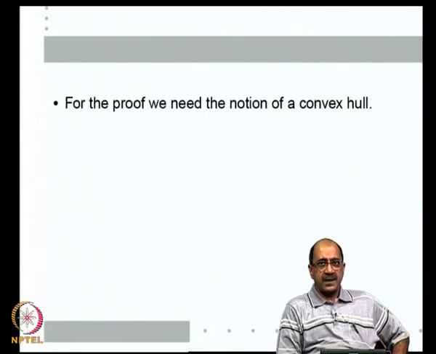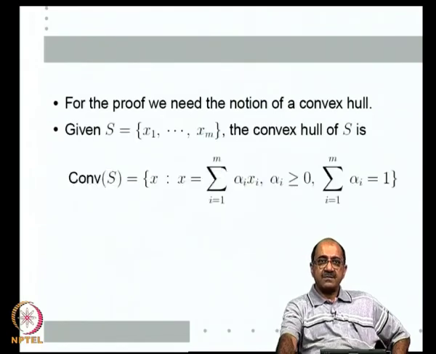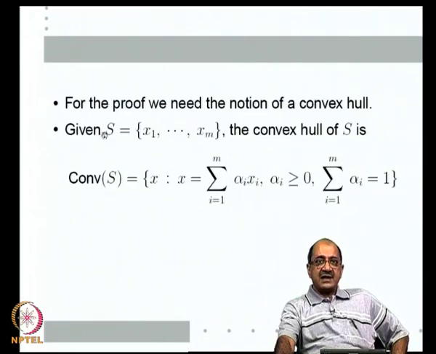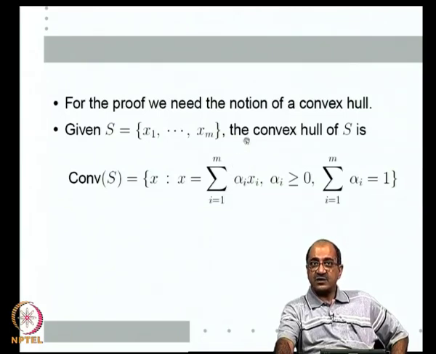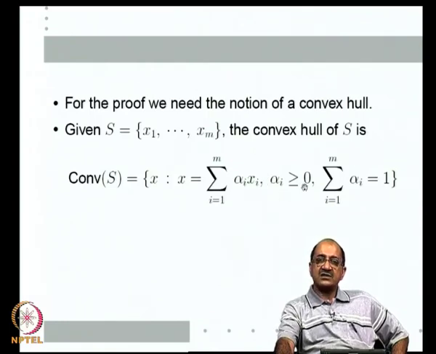Let us define the convex hull. I am assuming that all of you know what a convex combination is and what a convex set is. I'll briefly tell it when I am defining a convex hull. Given a set S containing the points x1 to xm, these are all points in R^D, the convex hull of S is defined to be the set of all x such that x can be written as summation i equal to 1 to m alpha_i x_i, where the alpha_i are scalars, and the scalars alpha_i are all non-negative and they sum to 1.